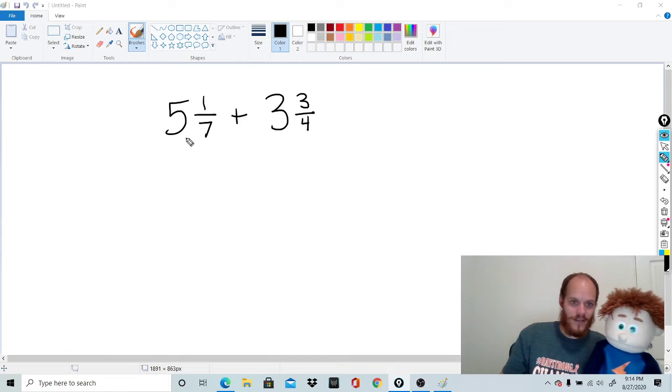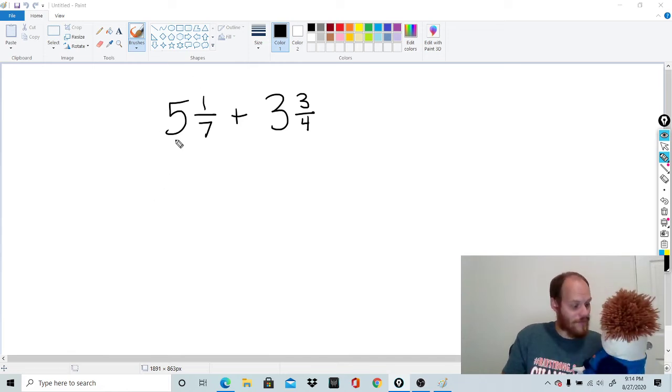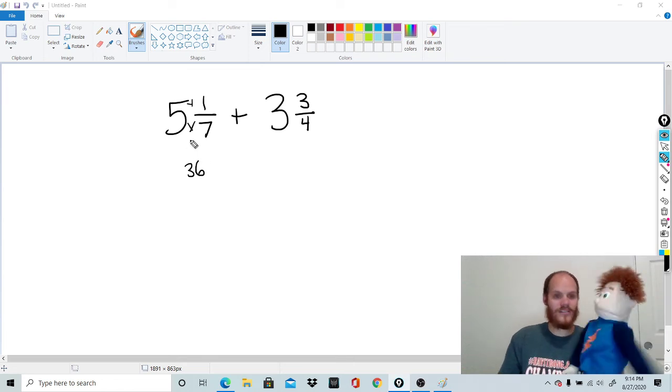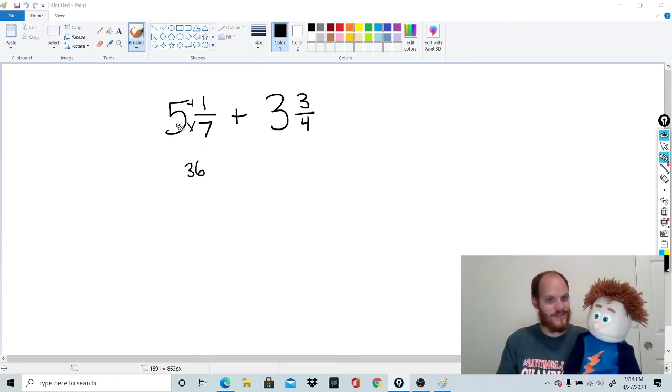So, as a reminder, to turn a mixed number into an improper fraction, Tommy, you're going to do the denominator times the whole number, and then you're going to add the numerator. So 7 times 5 is 35, plus 1 is 36. You lost me. Okay, just hold on. Just trust me. 7 times 5 is 35 plus 1 is 36. I put that over 7.